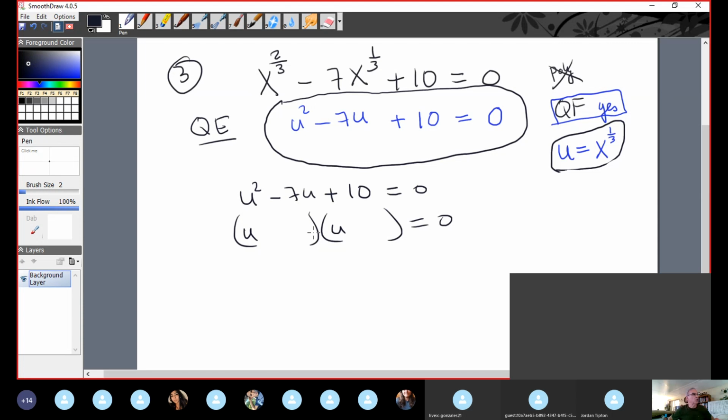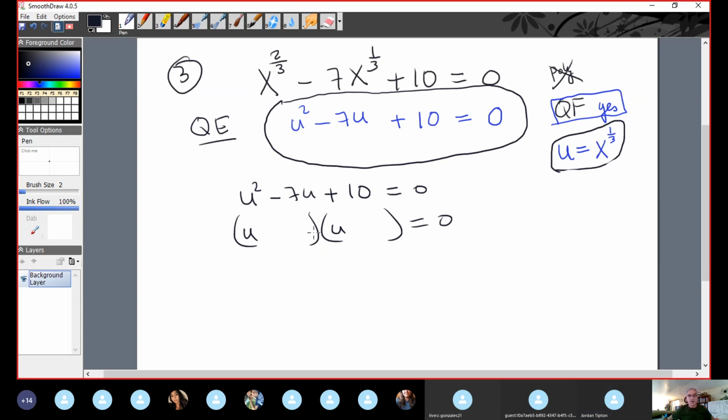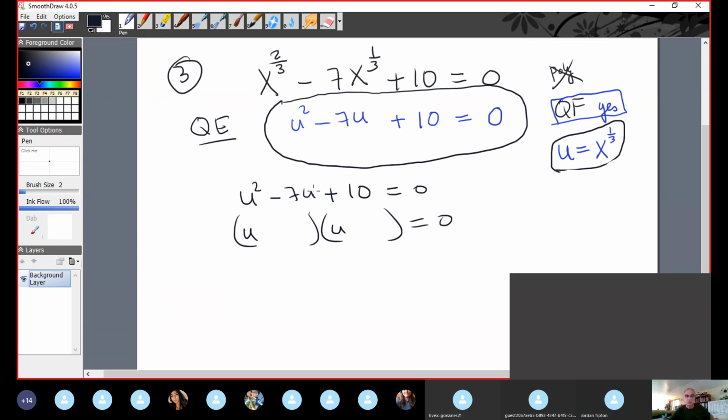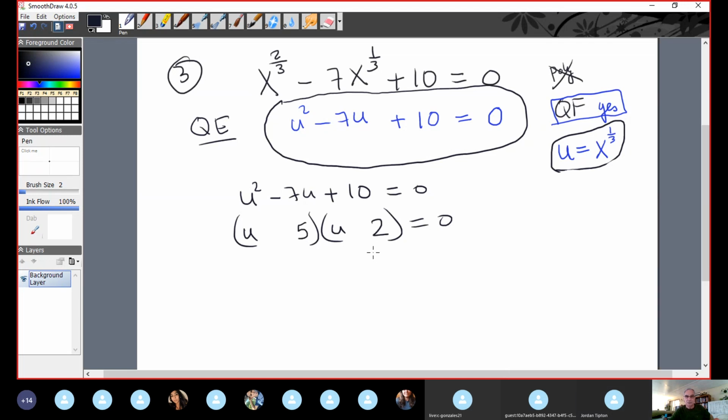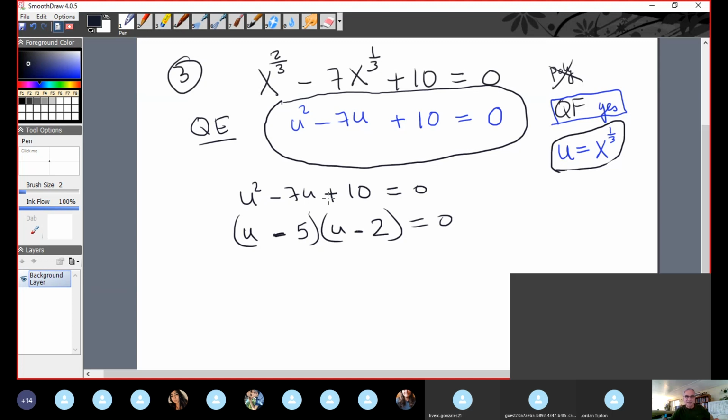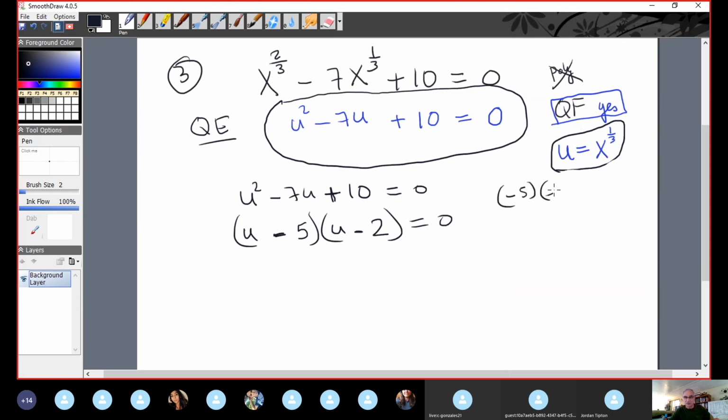Two numbers that multiply each other. 5 and 2. Very well. What sign? Both negative. Why? Because when this sign is positive, look, multiplication, negative 5 and negative 2 is positive 10. We need both negative, the same. When this sign is positive, it's the same.